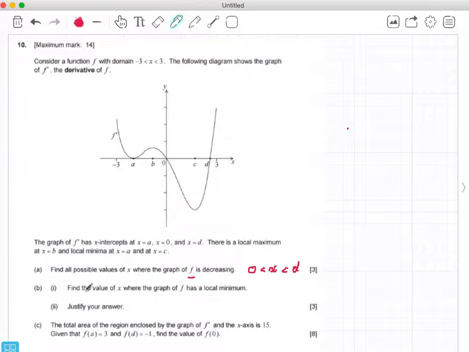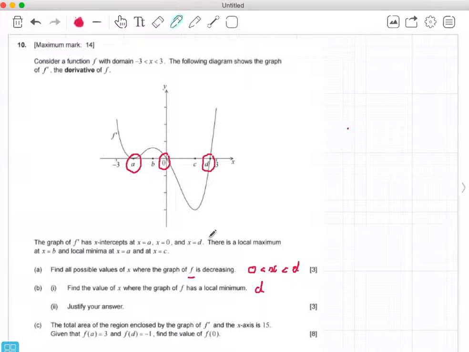Okay, find the value of x where the graph f has a local minimum. So a local minimum or maximum or possibly a point of inflection will occur where it cuts across the x-axis. So there could be one there, there could be one there, and there could be one there. Just not looking for C. C is not the minimum of f. C is the minimum of f'(x). So one of these points. And for the local minimum, I'm going to plump for D.